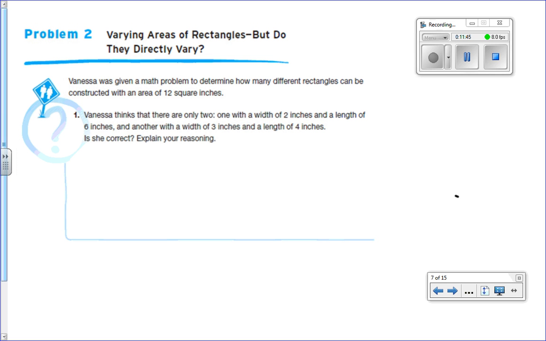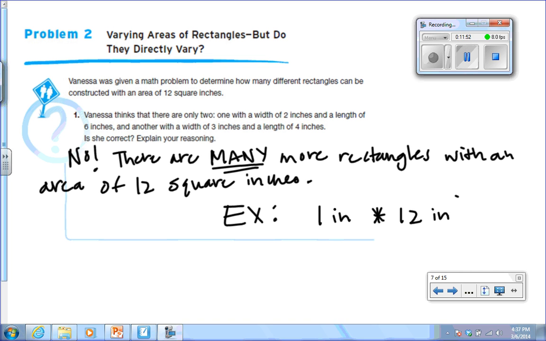I think you should be able to work through this one, so I'll give you a second to come up with what you think your answer is, and then come back and check yourself. So go ahead and check yourself. There are many, many more rectangles with an area of 12 square inches. An example would be a 1 inch by a 12-inch rectangle.